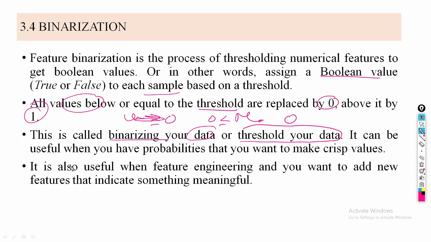Both are the same. It can be useful when you have probabilities and you want to make crisp values. It is also useful in feature engineering, when you want to add one new feature that indicates something meaningful.